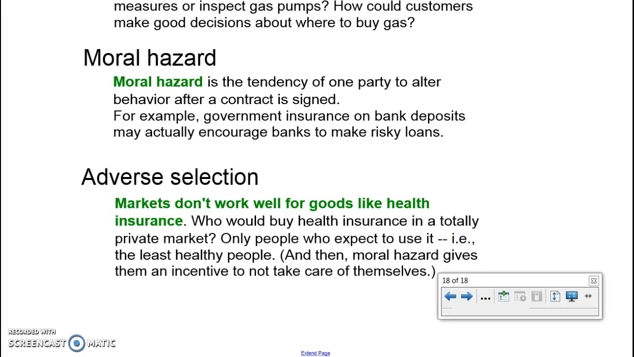And the last one is adverse selection. And this is the idea that markets don't work well for some goods, in particular health insurance. If we had a totally privatized health insurance market, we would have some firms selling health insurance and we would have some people buying health insurance. But there's an adverse selection problem because only the people who really expect to use health insurance would buy it, right? Healthy people probably wouldn't buy it, unhealthy people would, and then it becomes a really problematic market for the insurance companies because they're going to have this huge distrust of anybody who would actually buy health insurance and assume that they're going to be very sickly and charge them a lot of money.